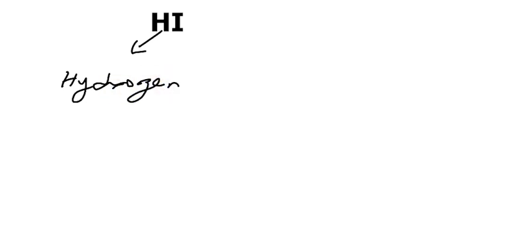Then the other element, you have the name of the other element. The other element here is iodine, so we'll have it as iod. Then add IDE to the name, so the compound becomes hydrogen iodide. Hydrogen iodide. I said you mention the name of the first element in full, you have the name of the second element and you add IDE. This is hydrogen iodide.